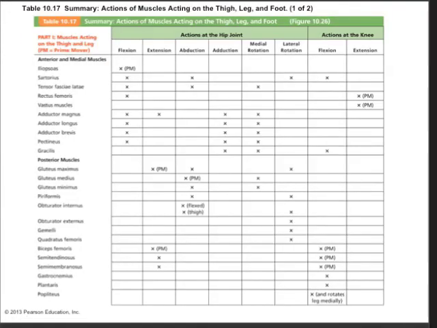So the next two slides are just showing you a summary of the actions of the muscles that act on the thigh, the leg, and the foot. Remember to be able to differentiate between the movements of the hip joint that include flexion, extension, abduction, adduction, and medial and lateral rotation. Okay, if you want, get up and perform those movements right now. We'll do them in class as well. And then actions at the knee, of course, include flexion and extension.